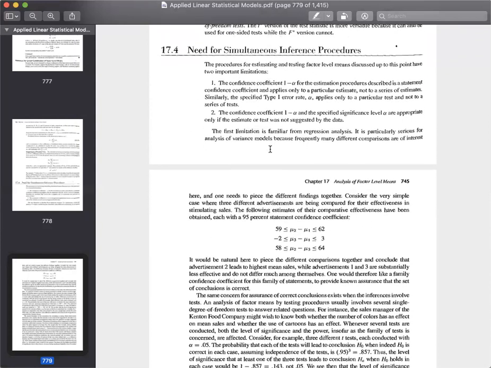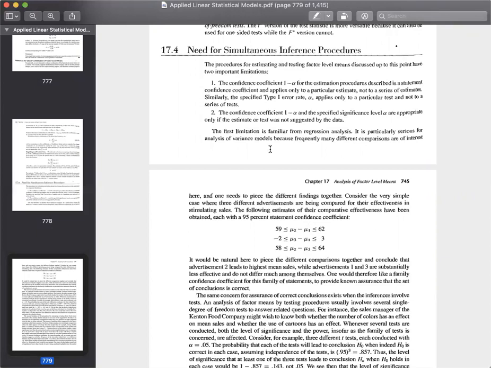Lastly, the need for simultaneous inference procedures. The procedures for estimating and testing factor level means discussed up to this point have two important limitations. First, the confidence coefficient 1 minus alpha for the estimation procedures described is a statement confidence coefficient and applies only to a particular estimate, not to a series of estimates. Similarly, the specified type 1 error rate, alpha, applies only to a particular test and not to a series of tests. Secondly, the confidence coefficient 1 minus alpha and the specified significance level alpha are appropriate only if the estimate or test was not suggested by the data.